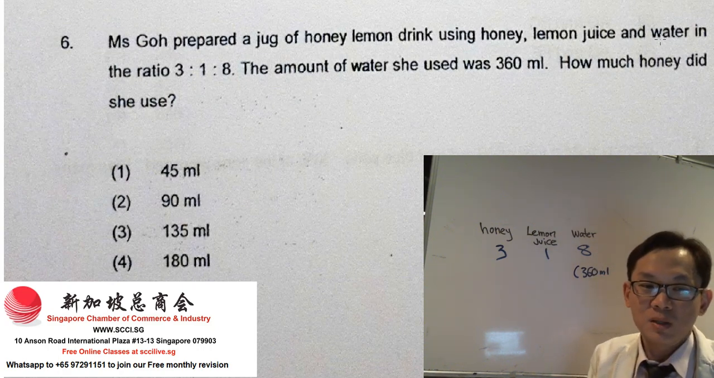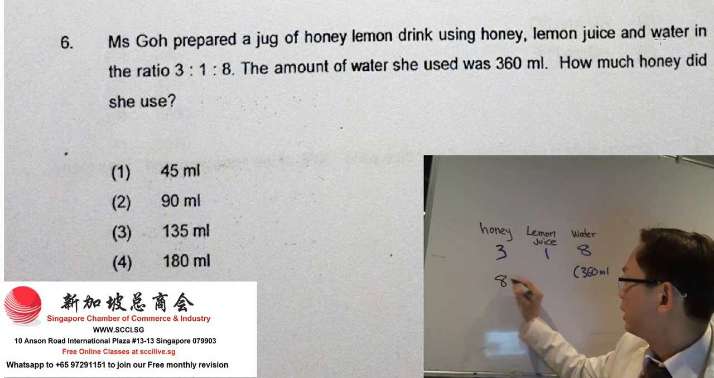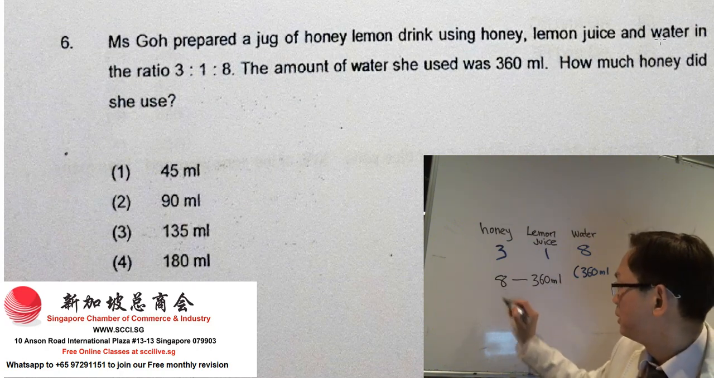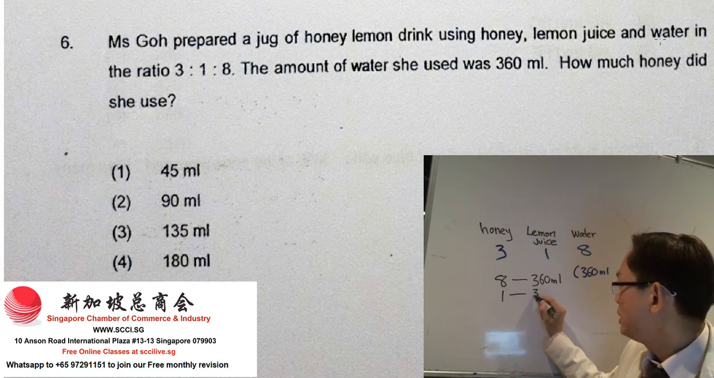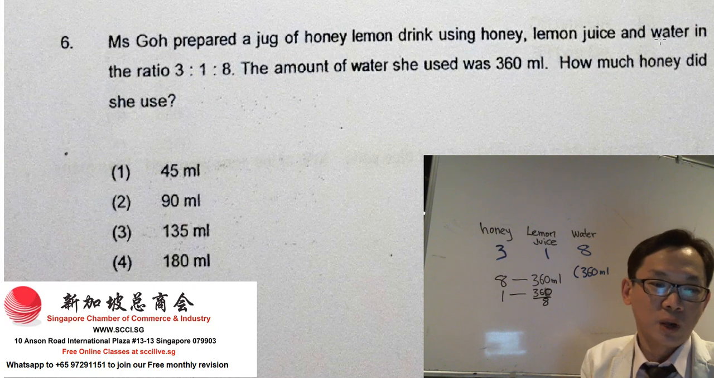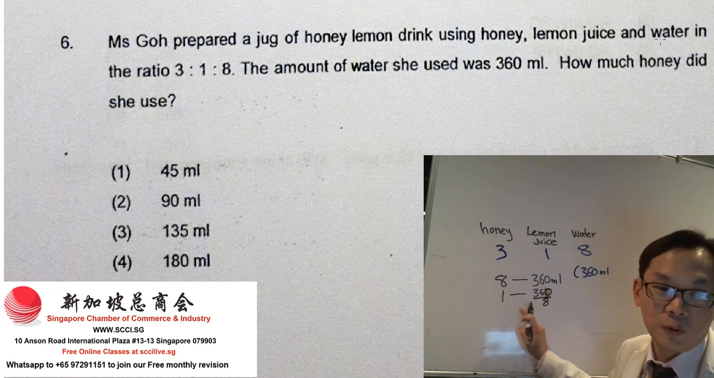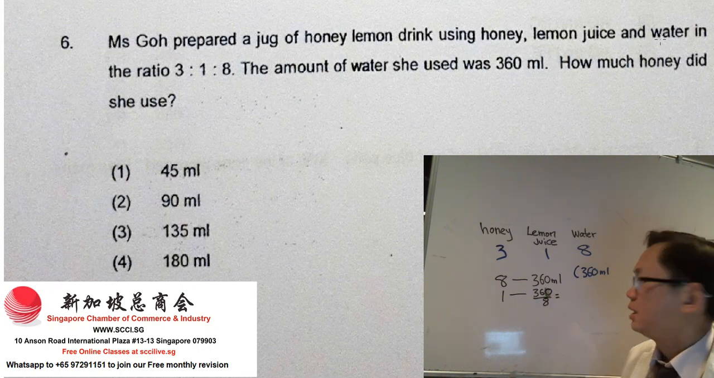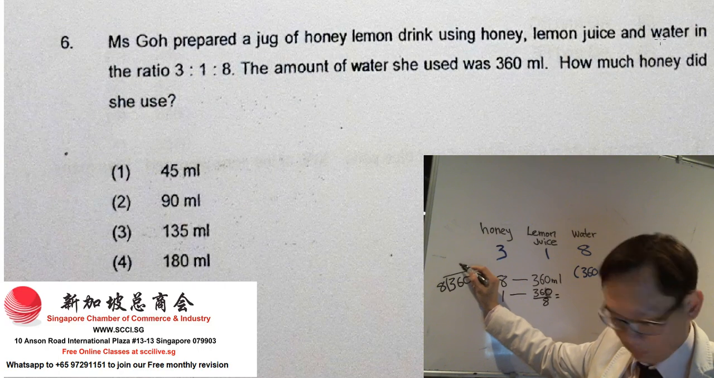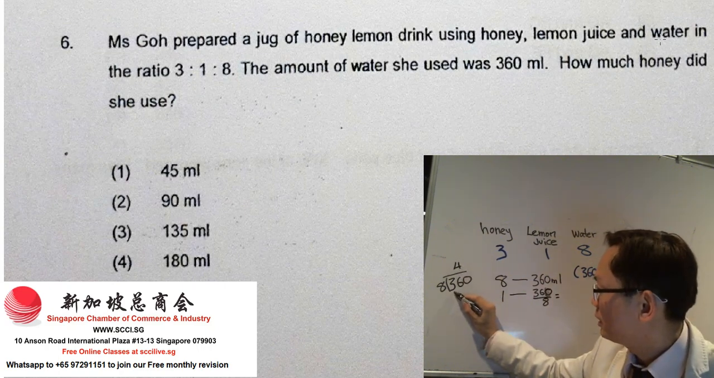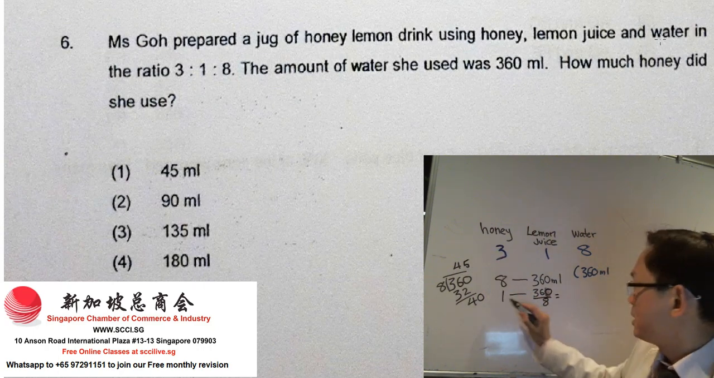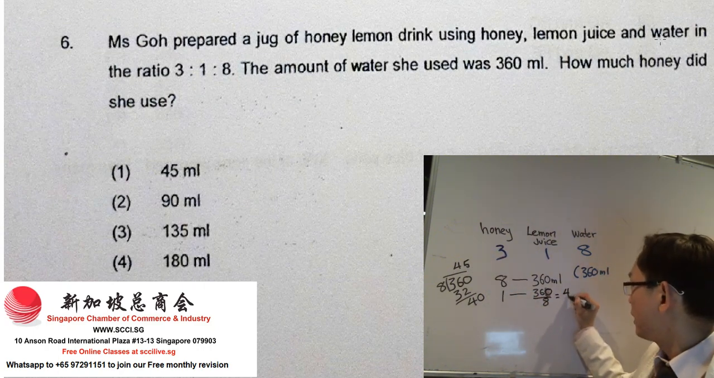Very simple. Based on this, let's look at the ratio. 8 translates to 360 ml. This is the first part. So 1 ratio is equal to 360 divided by 8. How much is the figure? Let me work out for you. 360 divided by 8 is 4, down here is 32, and for 40 down here, and down here is 5. So basically 1 ratio is equal to 45 ml.